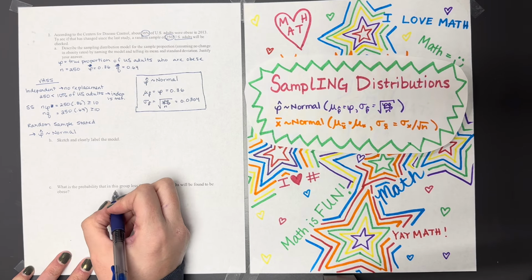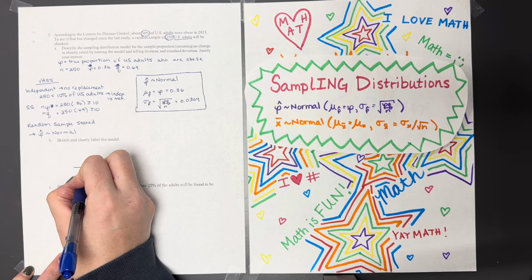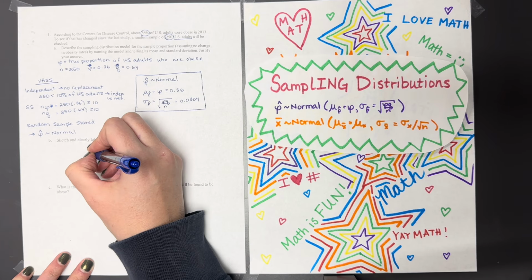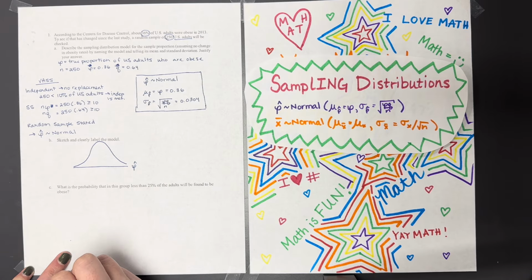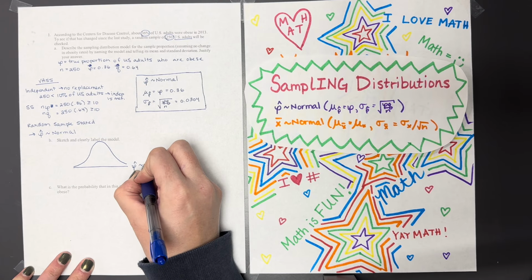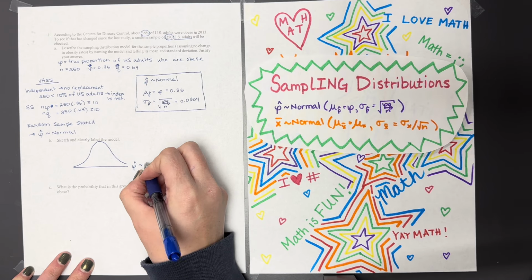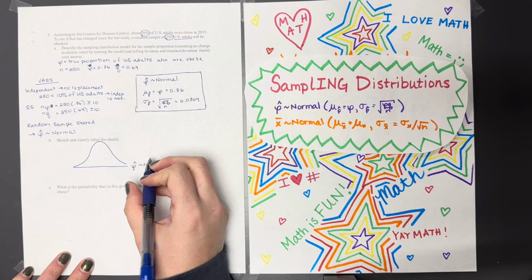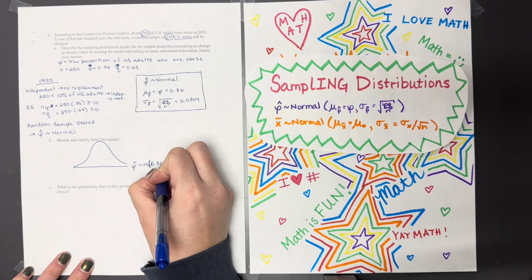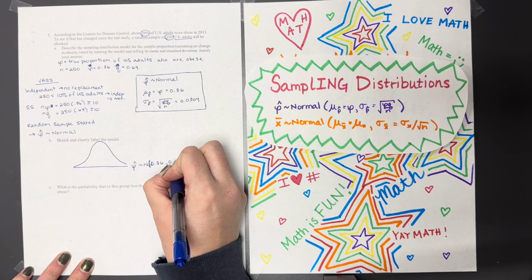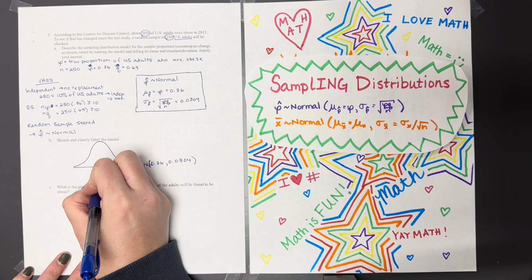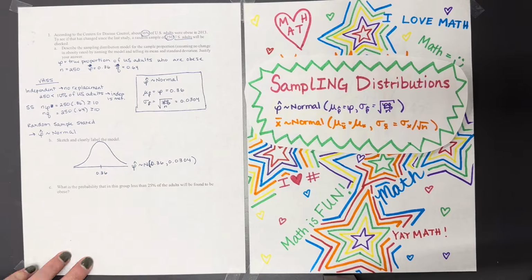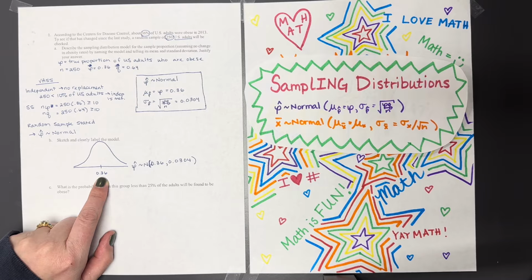In part B, I'm asked to sketch and clearly label the model. So this is the distribution of p hats. It is approximately normal with a mean of 0.36 and a standard deviation of 0.0304. I'm going to mark the mean in the middle.